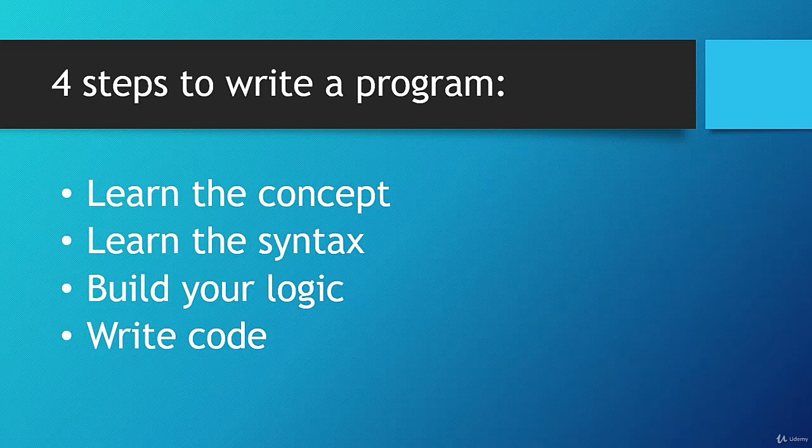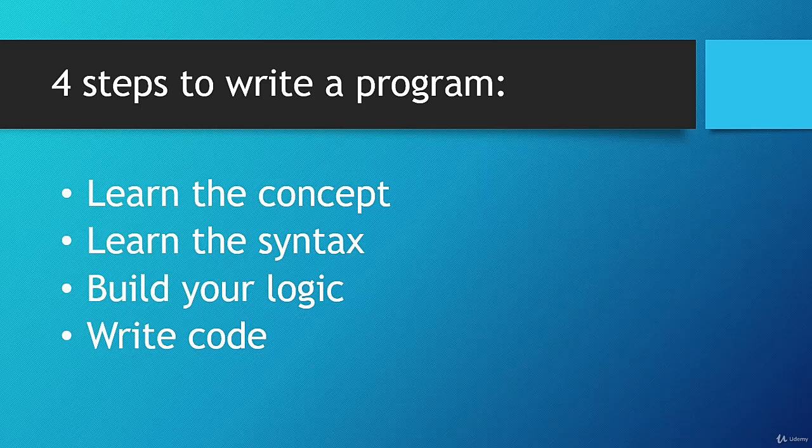And the last step is write a code. If you know all these three things, then you can write your code. If you know the concept, syntax and logic, then you can definitely write a perfect code. If any step is missing, then you cannot write your code. So all these 4 steps depend upon each other. You have to learn all these steps for writing a code. Now our goal in this course is to learn the concept of that thing, learn the syntax, then we build our logic, and then we definitely write code on that topic in NetBeans, which I will use in this course, which is the IDE for writing Java programs.